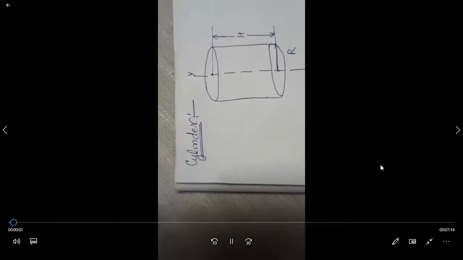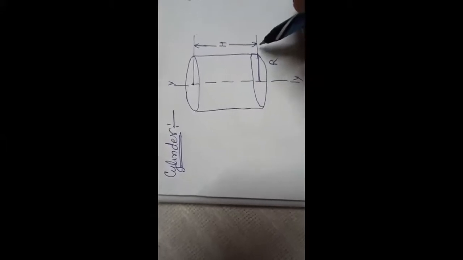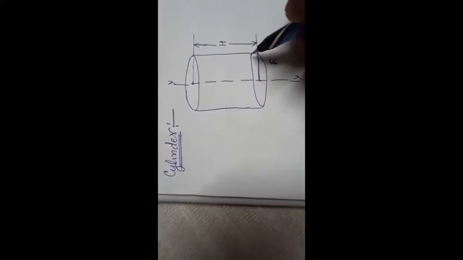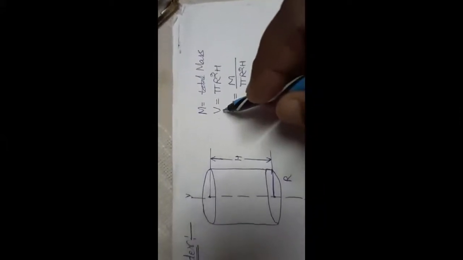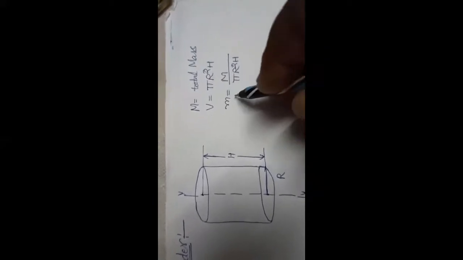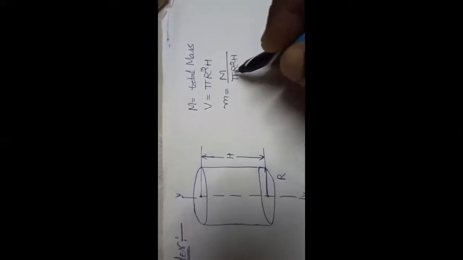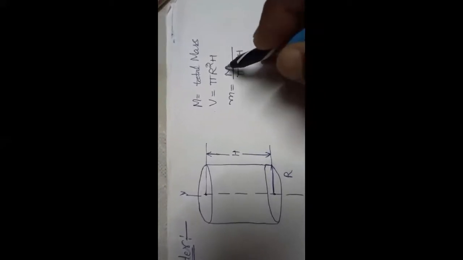Now mass moment of inertia for a solid cylinder. So this is a solid cylinder of height capital H, and the radius of its base is capital R. Total mass is capital M, and volume of the cylinder will be pi r square H. So the mass per unit volume will be equal to M upon pi r square H.